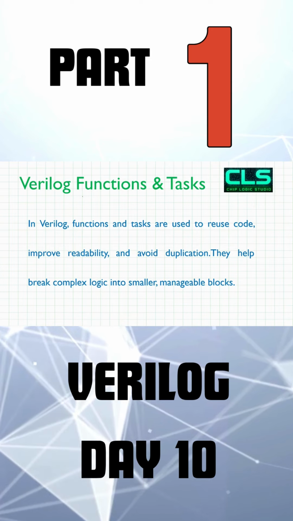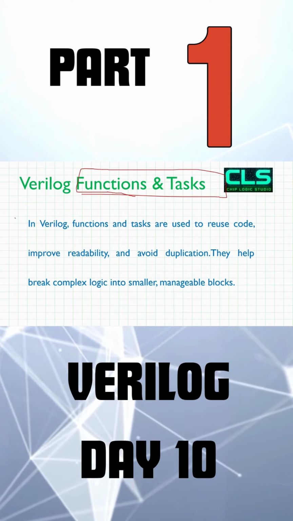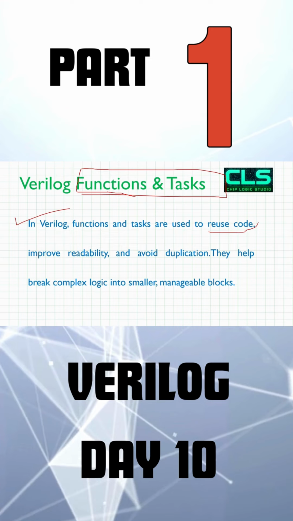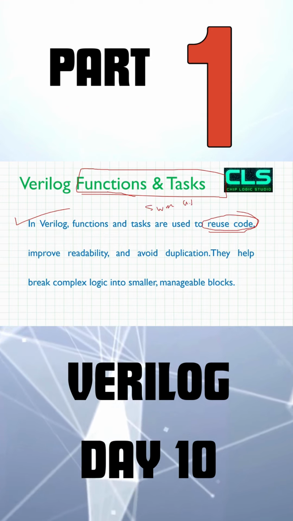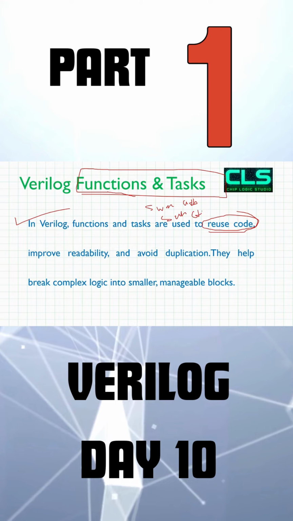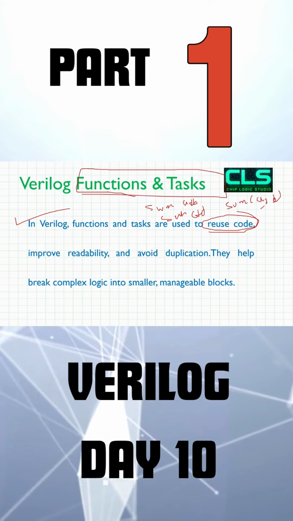This is our function and task, a very important thing because we use it every time we are writing code. So why are we using functions and tasks? We want our code to reuse the same process. We don't want to write multiple times, like a plus b, then c plus d. So you just create a function and give the values a, b or c, d.